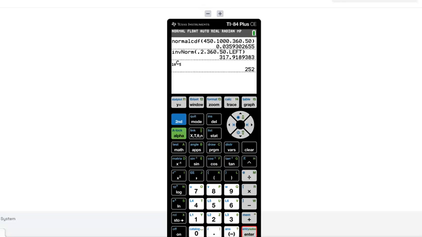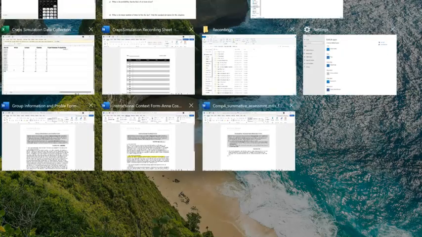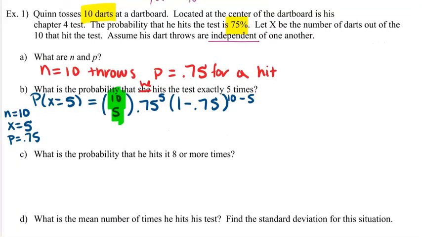Okay, so that means there are 252 ways to get 5, a success of 5. That would take us a very long time to list out, so I'm really glad that we know how to do that now. So 252 ways to get exactly 5 hits if I'm going to throw the dart 10 times. Okay, so this is 252 right here.